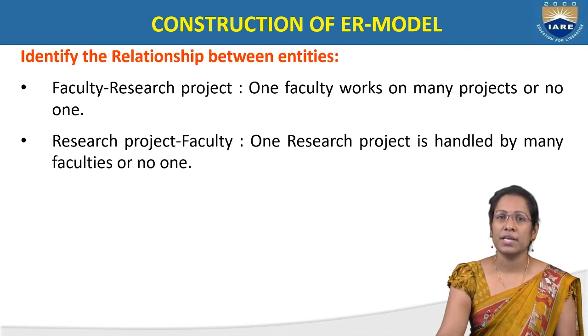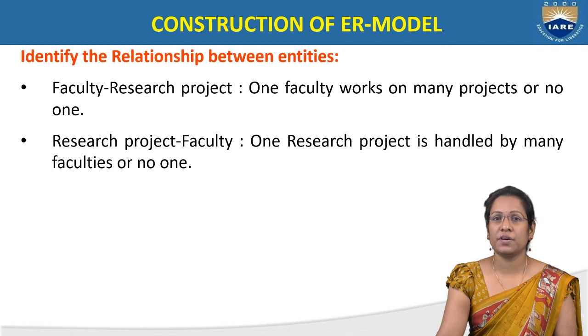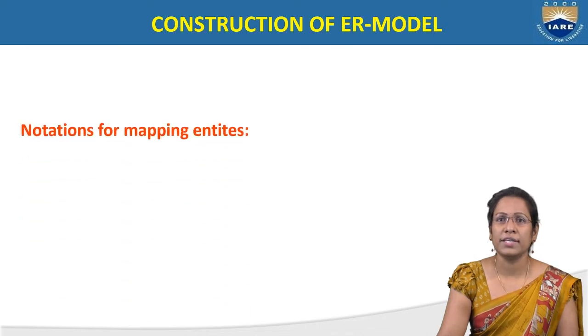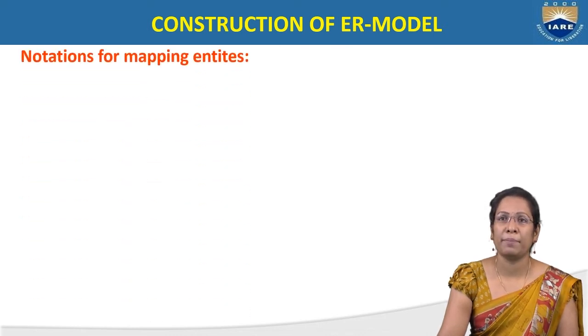The first one is student to department, the next is department to student, the third is student to course, and the fourth is course to student. Next are faculty to course and course to faculty, and the last are faculty to research project and research project to faculty. Now let us see the notations for mapping entities.